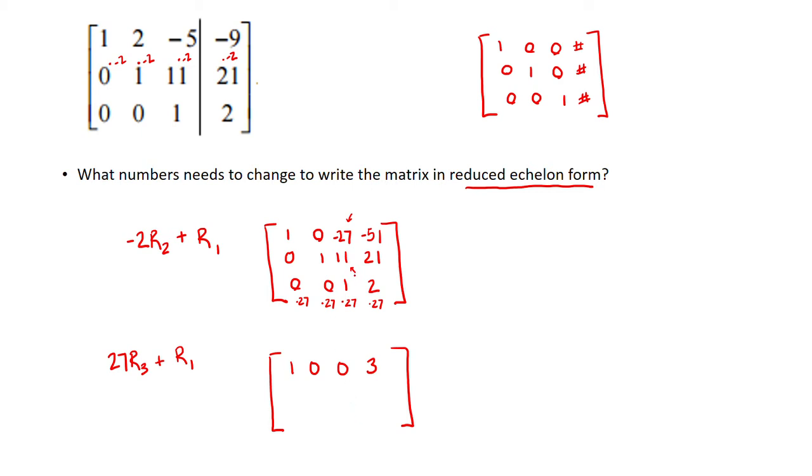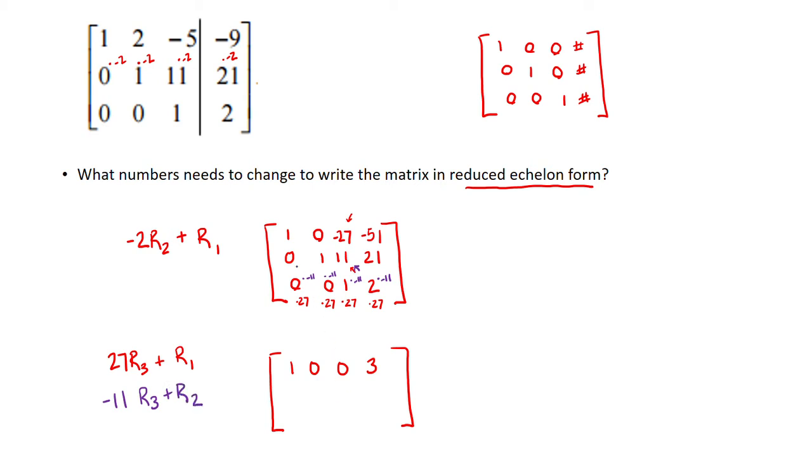I also need to change this 11 like I talked about, and I'm going to do this in a different color. I'm going to do it in purple. So the way to change this 11 is also take row 3 and multiply everything by its opposite. So -11. Okay, the way I'm going to say that is -11 times R3 plus row 2.